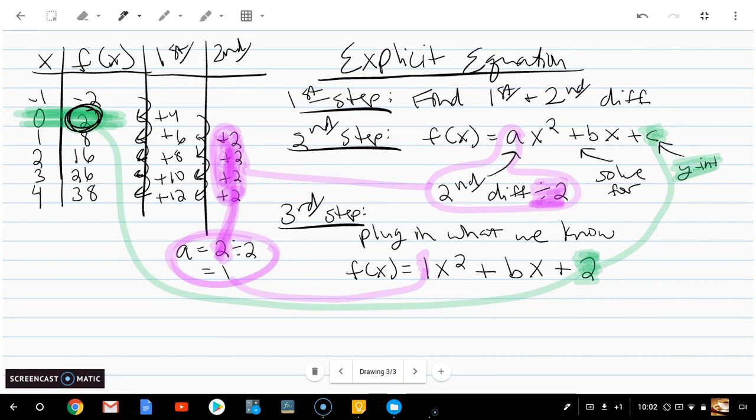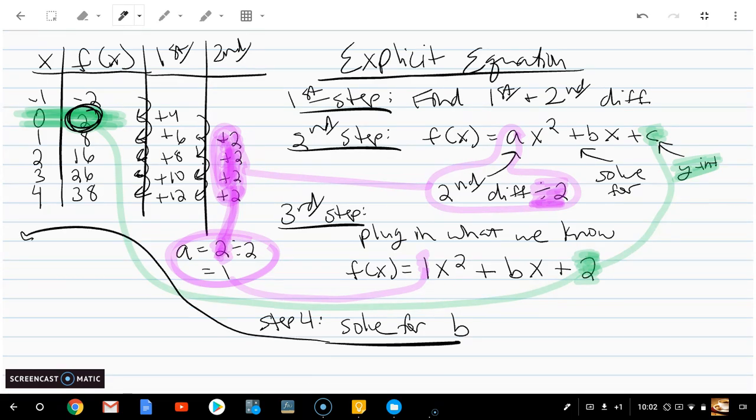So I'm going to go to another page so that I have room. So step 4 is solve for b. And actually, I think I have one right here. So we choose a point to do that. So first, you choose a point. I always choose f of 1. So in this case, I'm going to say f of 1 equals 8.